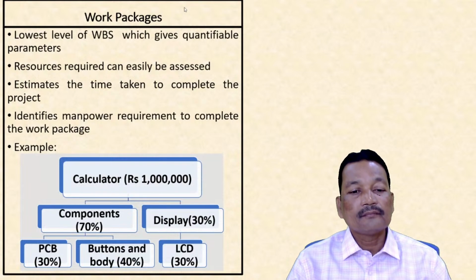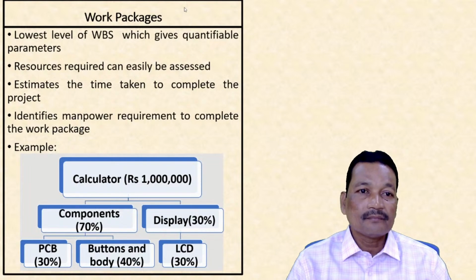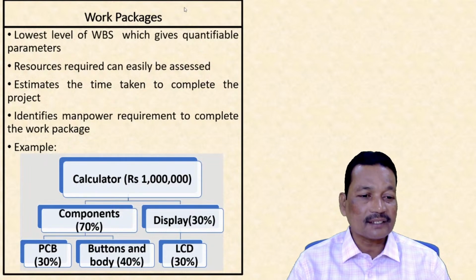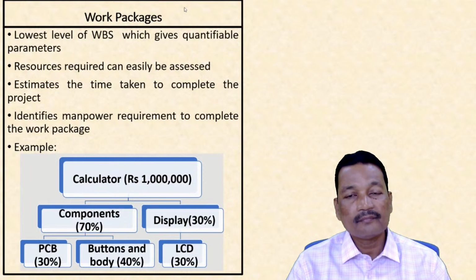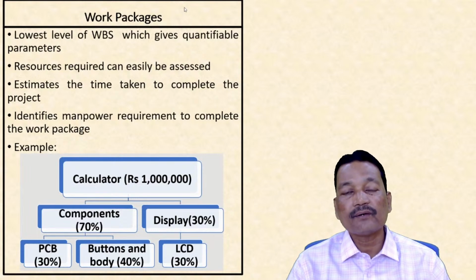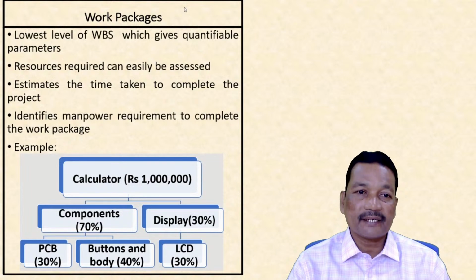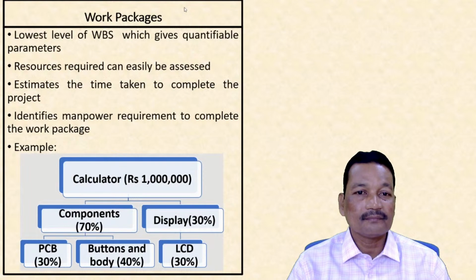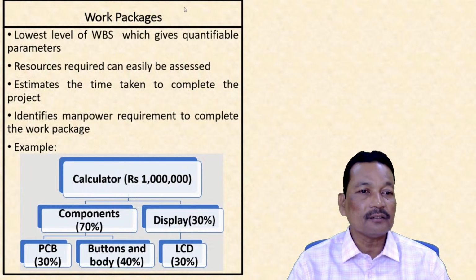Now, we saw the example of the calculator in the previous slide. We talk of work packages. We saw three levels of hierarchy. Level 1 calculator, level 2 the components and display, level 3 or the last level comprised of components which include PCB and buttons and the body, and the display was comprising of LCD display. So what is a work package? It is nothing but the lowest level of work breakdown structure which gives quantifiable parameters. Now we can quantify easily how much is the time or how much is the cost or how much of the various resources are going to be used in the project.